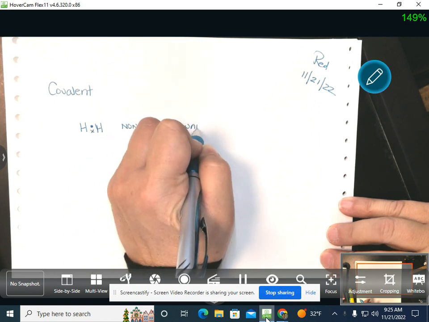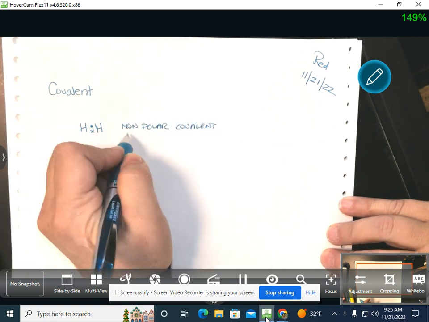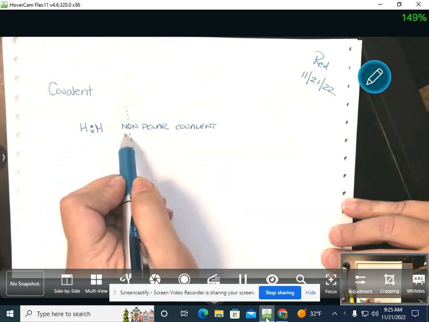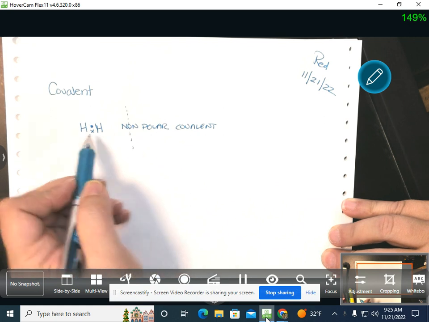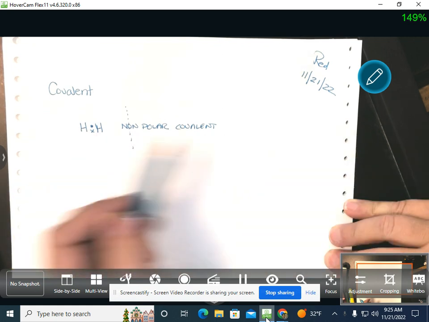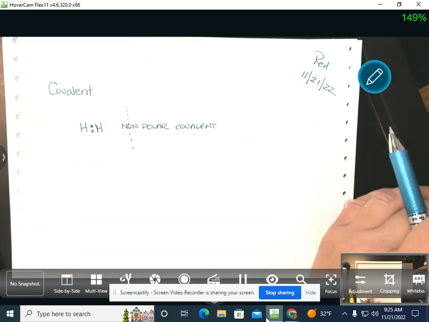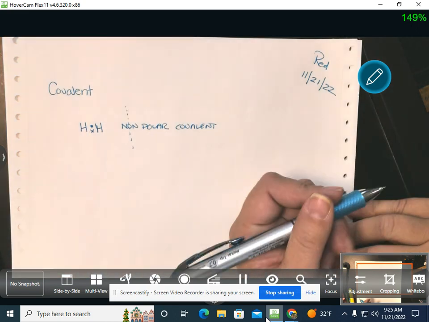Symmetry, and non is symmetry too. The word non is symmetric, and that means on both sides here it's exactly the same. So this is a non-polar covalent bond. It's also a non-polar molecule because there's only one bond in that molecule.